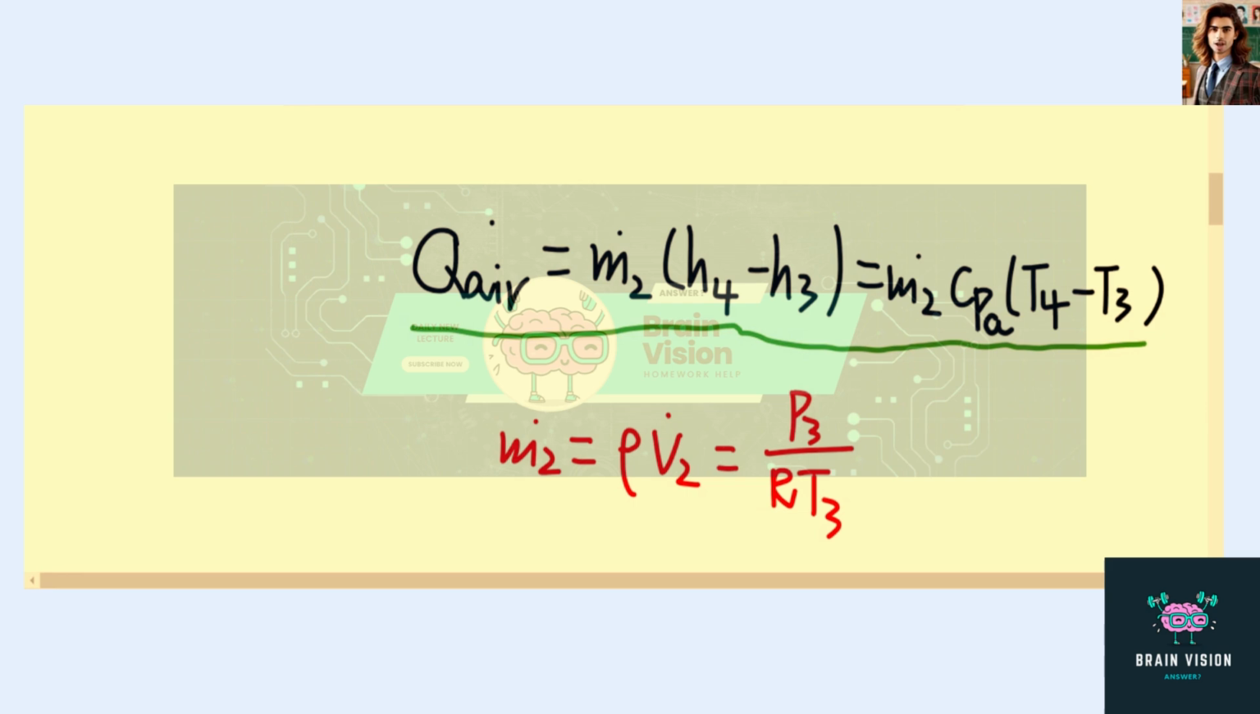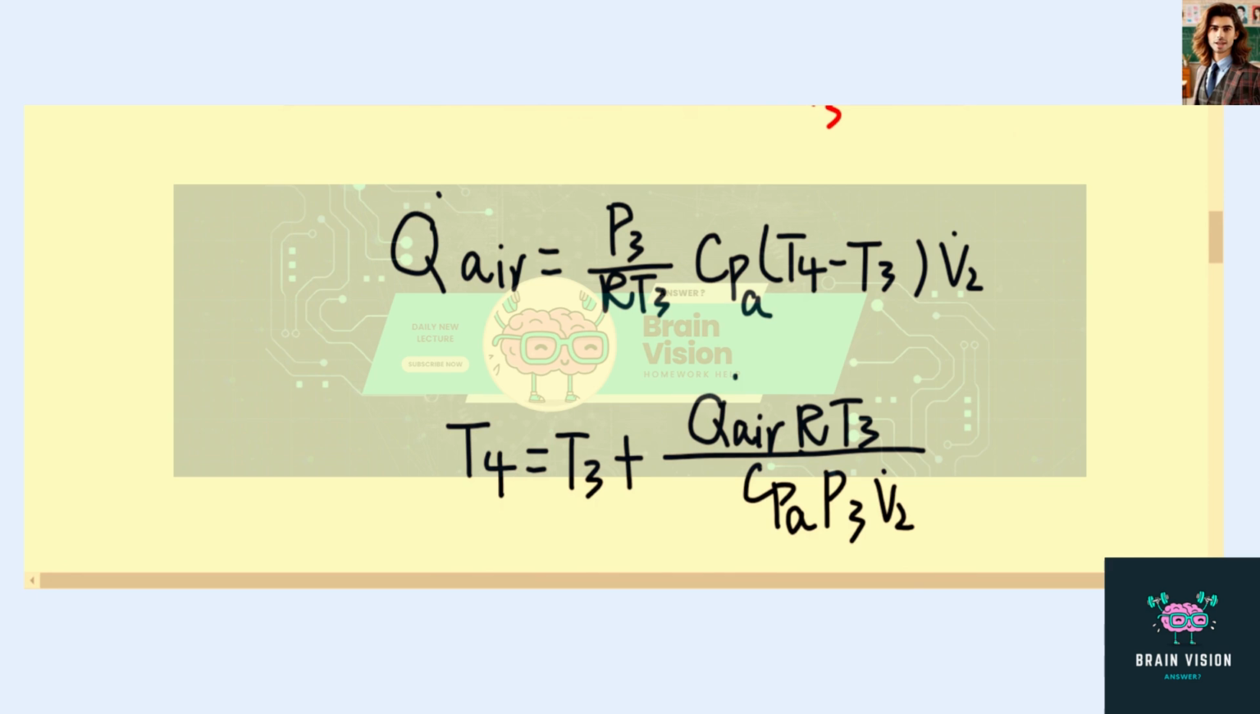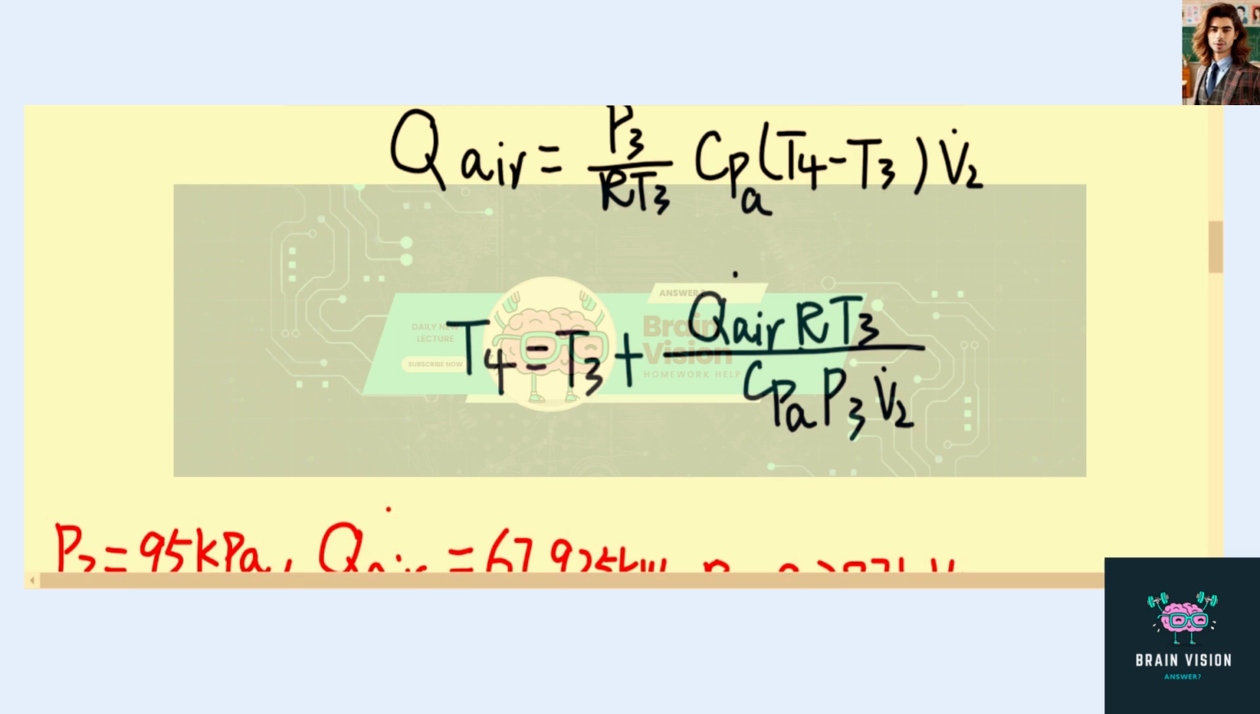So if we plug back into the equation, we eventually have Q dot air is equal to P3 over RT3 times Cpa times T4 minus T3 times V2 dot. If we do some arrangement, eventually we have T4, which is the outlet temperature of the air, is equal to T3 plus Q dot air times RT3 over Cpa times P3 times V2 dot.